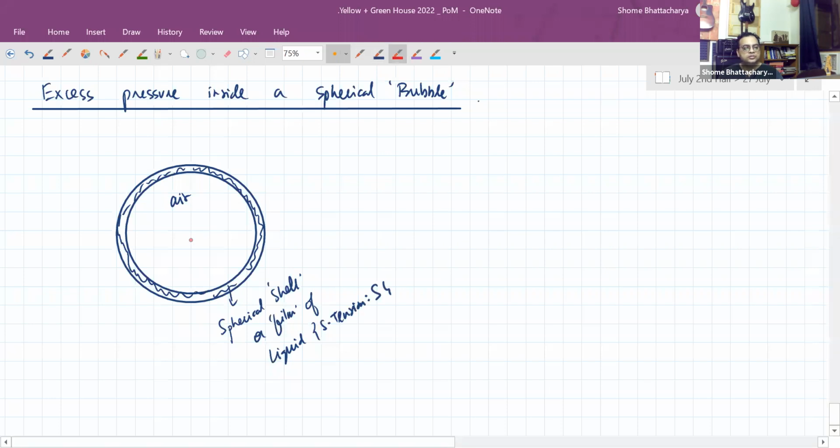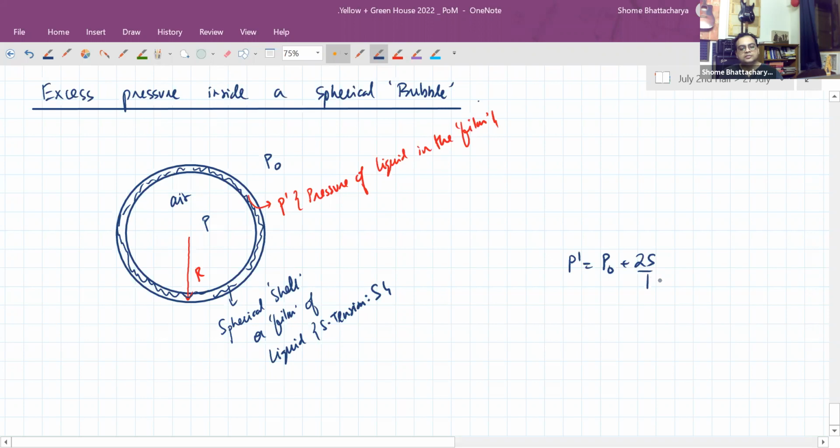Okay. So because it's thin, we'll take the average radius instead of inner radius and outer radius. So if the external pressure is P naught and the pressure of the air inside is P, then in this case, the pressure of the liquid inside is something else, this P prime. This is the pressure of the liquid in the film, inside that film. Okay. So first of all, P prime will be equal to P naught plus 2S by R.